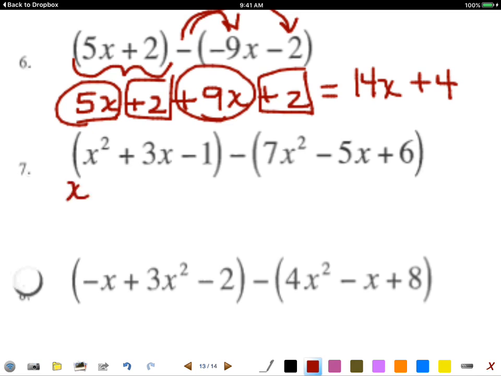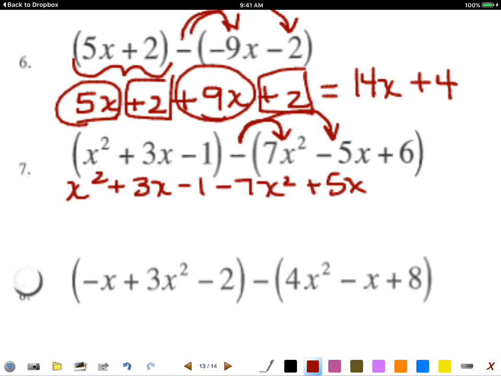Let's bring down the first parenthesis, x squared plus 3x minus 1, and then distribute a negative 7x squared, so minus 7x squared. A negative 5x, which is a positive 5x. And a negative 6, so minus 6. It's not an equation, it's an expression. Equations have equal signs. Okay, so now combine things that are like.